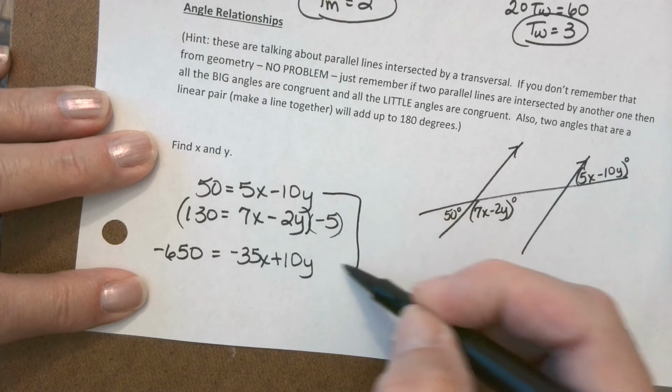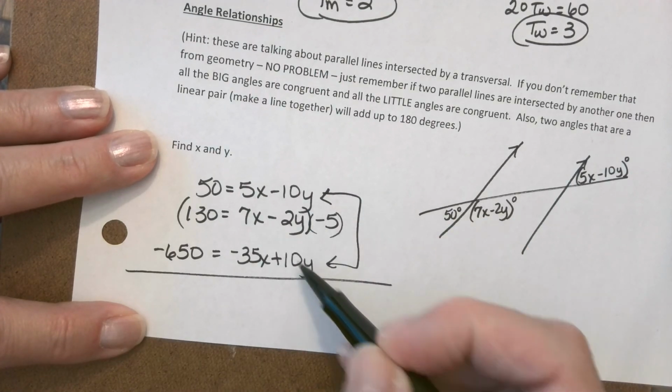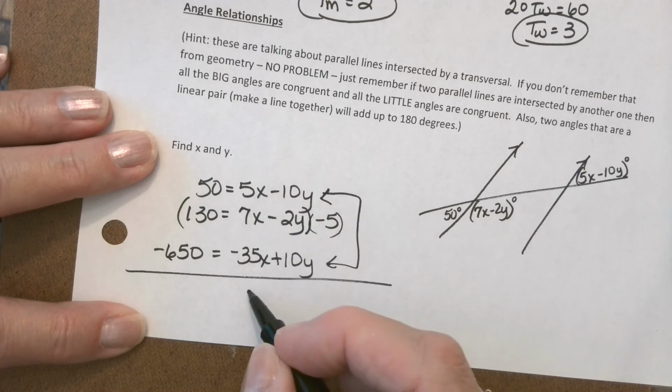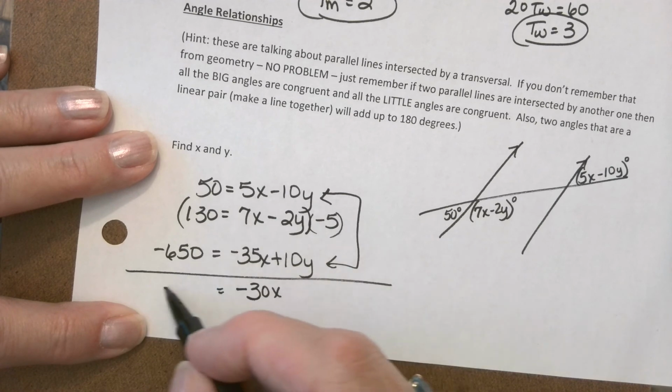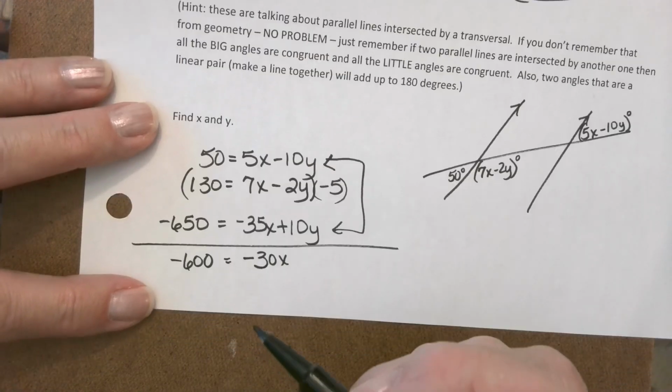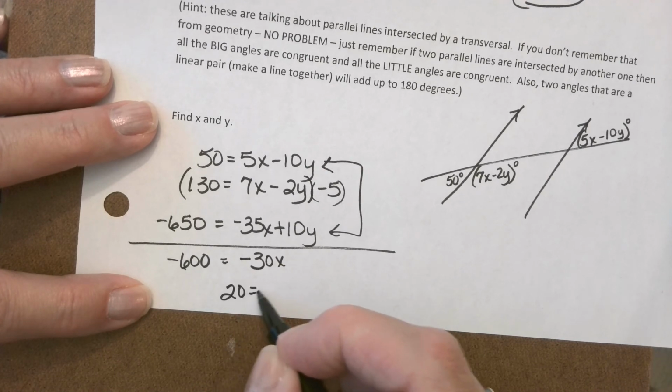Then I'm going to take this one, and I'm going to add them together. And when I do that, the 10y's are going to cancel. 5x and negative 35 is negative 30x. And these two will be negative 600. So divide by your negative 30, and you'll get that 20 is x.